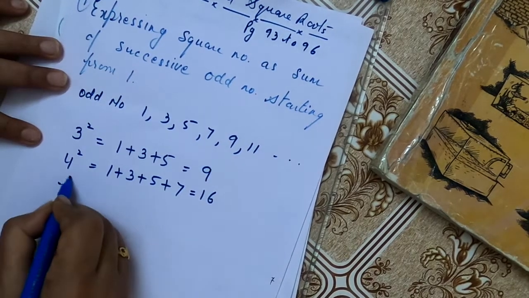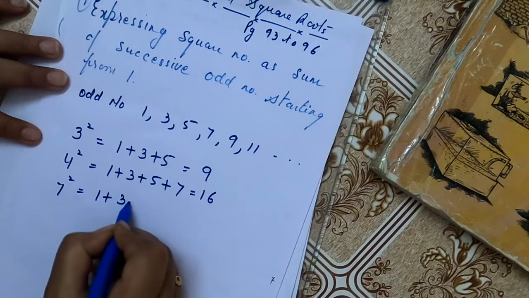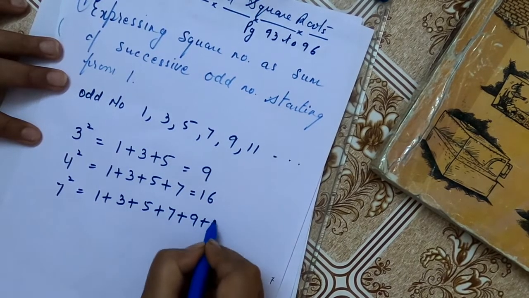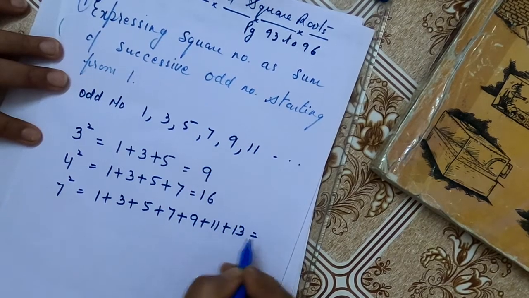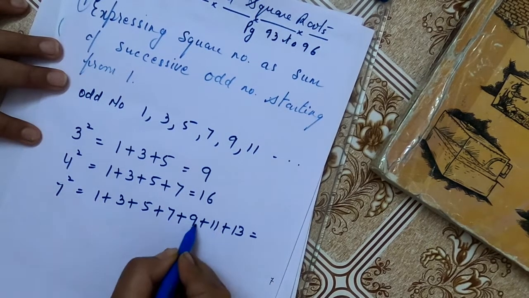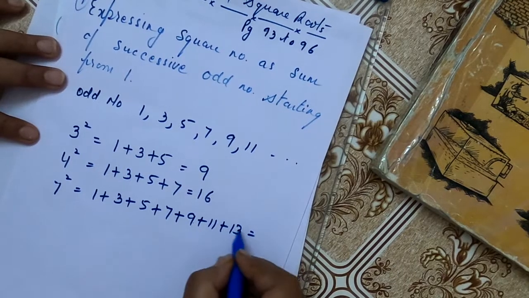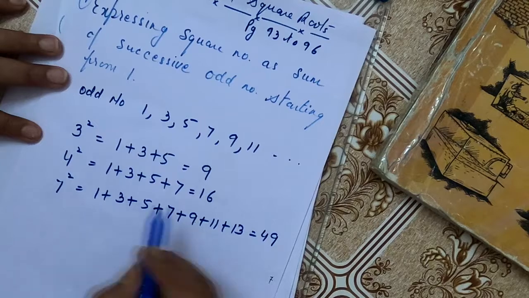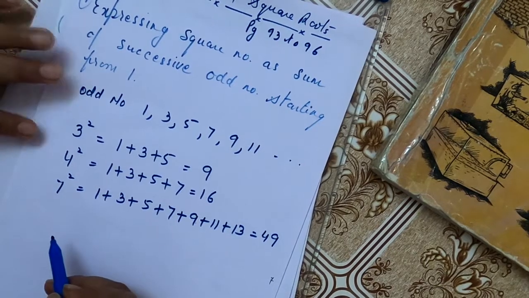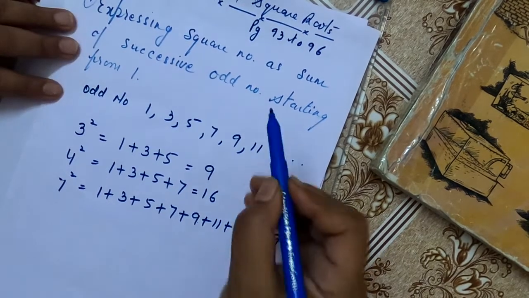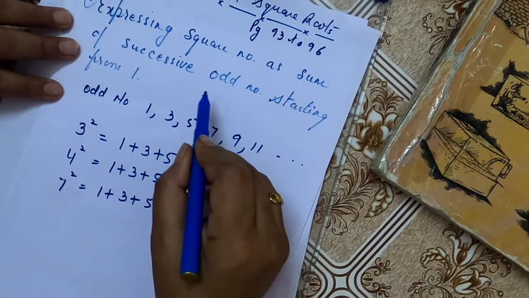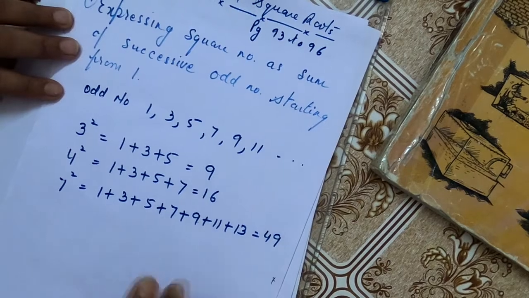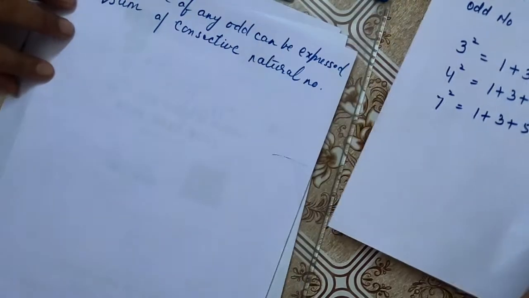Take another one. 7 square will be equal to 1 plus 3 plus 5 plus 7 plus 9 plus 11 plus 13. 1, 2, 3, 4, 5, 6, 7. We have taken 7 numbers. You add them and we will find that it is 49. Right? Similarly, you can find the square of any number. The conclusion is that if a number cannot be expressed as the sum of successive odd numbers starting from 1, that means it is not a perfect square. Right? Now come to the second one.